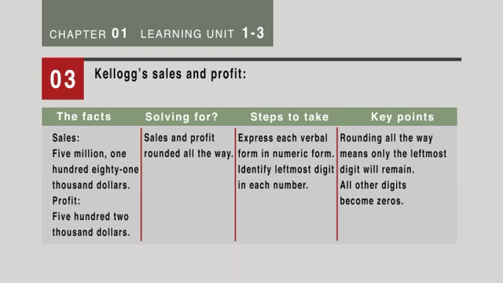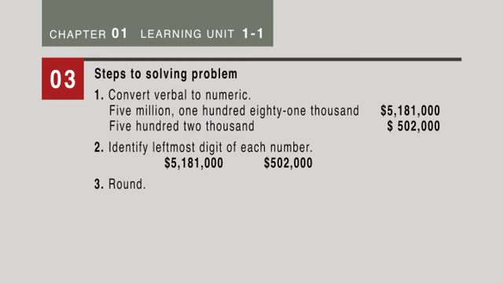In number 3, Kellogg reported its sales at $5,181,000. They earned a profit of $502,000. If we were to round them all the way, what we would do in this case is look to the left, the most identified digit on the left, the 5 in this case. You look to the right, the 1 is less than 5, so we round everything to be 5 million.